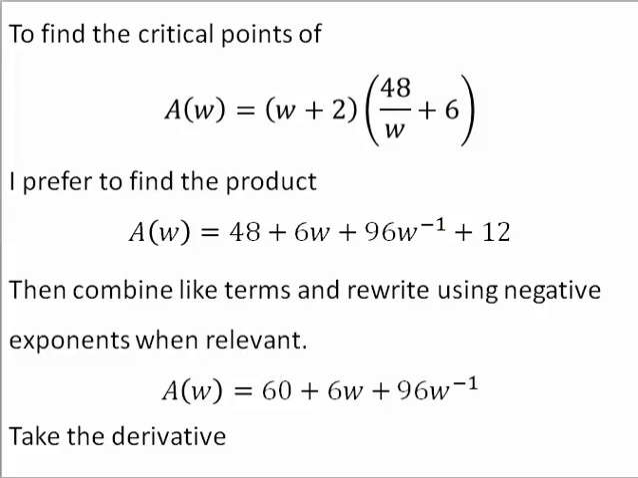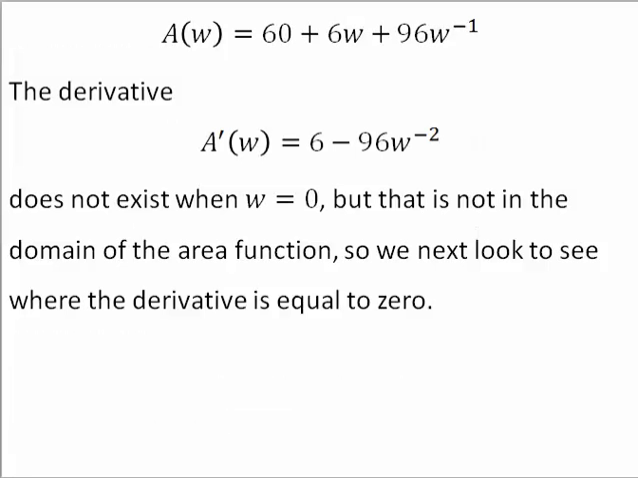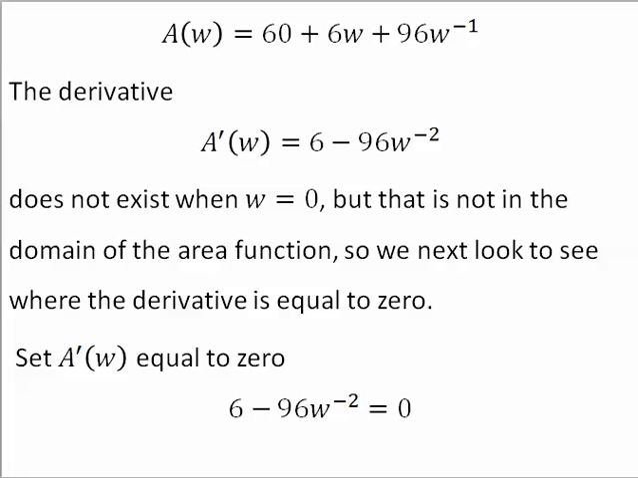Go ahead and take the derivative now. The derivative does not exist when the width of the printed area is 0, but W equals 0, you can see, is not in the domain of our function anyway. So that's really not a point of interest to us. So we next look to see where the derivative is equal to 0. I set my derivative equal to 0.